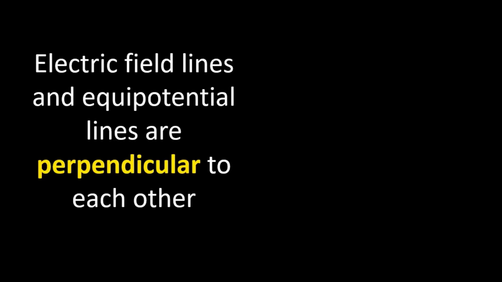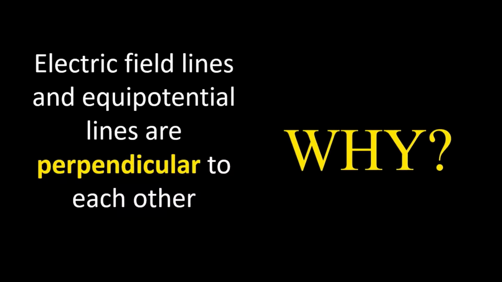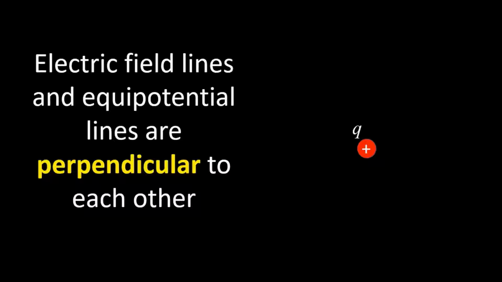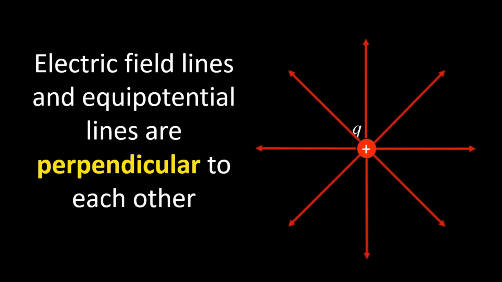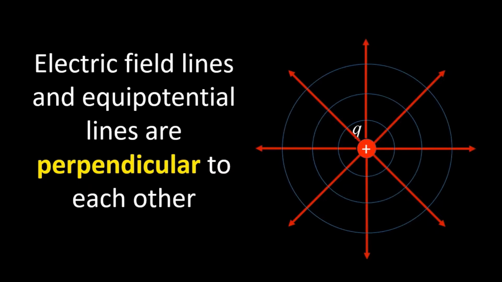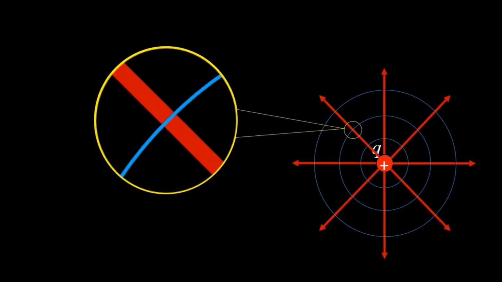Electric field lines and equipotential lines are perpendicular to each other. Do your research to find out why. We can see this by looking at the electric field line distribution of the point charge that we just discussed. And on top of this, we can draw the equipotential line distribution of the same charge. The angle between the equipotential line and electric field line is always 90 degrees.